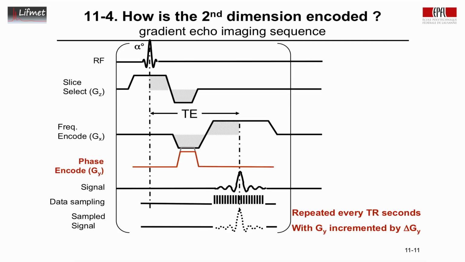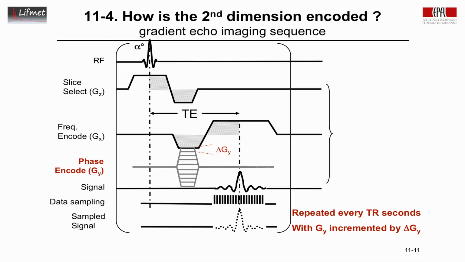So this is repeated with a changed amplitude, here reduced by an amount delta Gy. And we repeat it again. We repeat it every TR seconds, that's the repetition time. We increment or decrement by delta Gy, and so forth. We go through 0, we go into the negative values, until we have scanned the number of phase encode steps that we want.